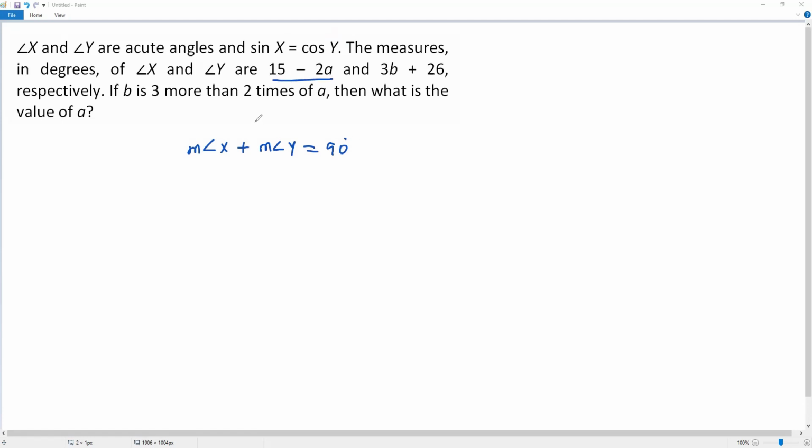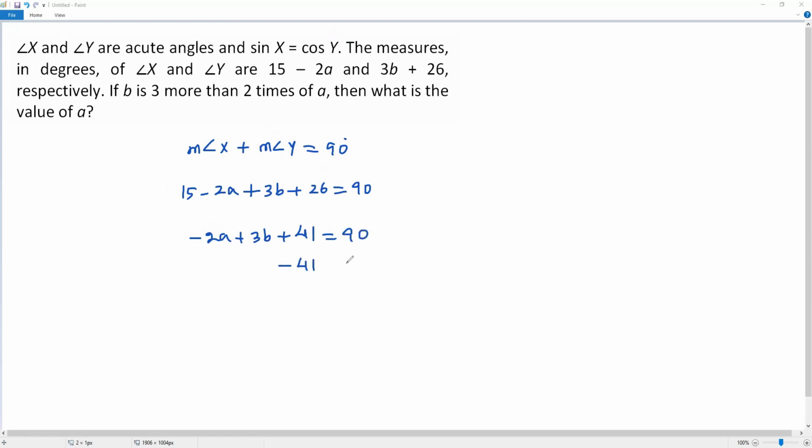Here we have the measure of angle x, that is 15 - 2a. We can plug this in for the measure of angle x. Then we have 15 - 2a, and this is the measure of angle y, 3b + 26. We can plug this in for the measure of angle y. We get 15 - 2a + 3b + 26 = 90. Combining positive 15 and positive 26, I am getting 41, so -2a + 3b + 41 = 90.